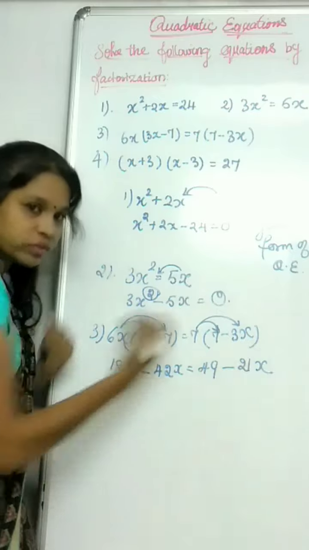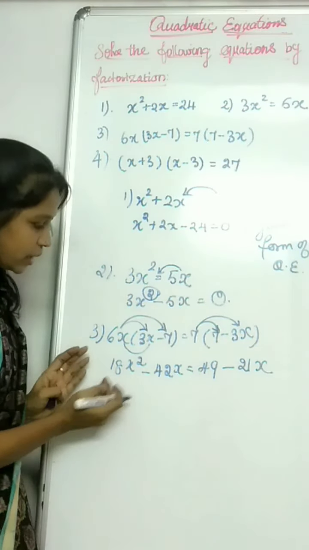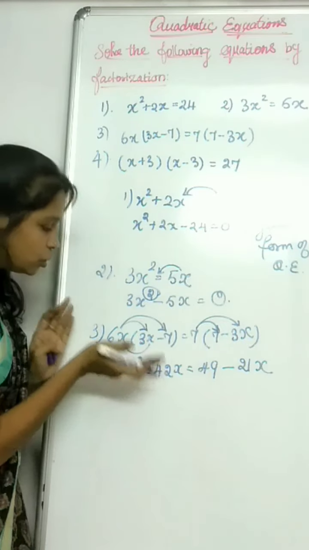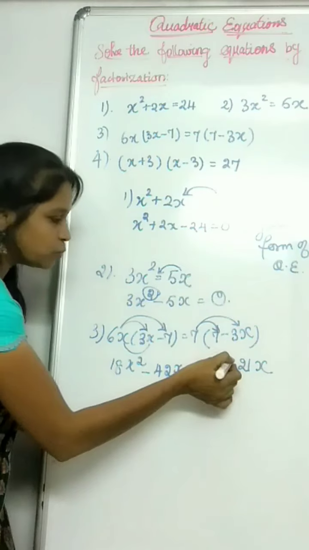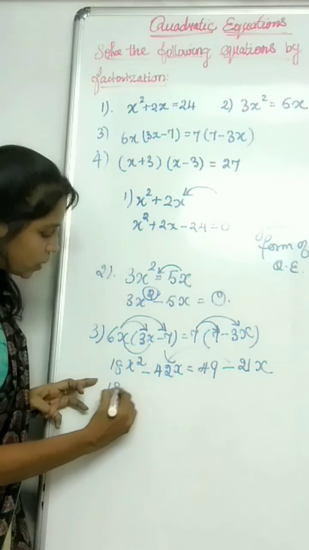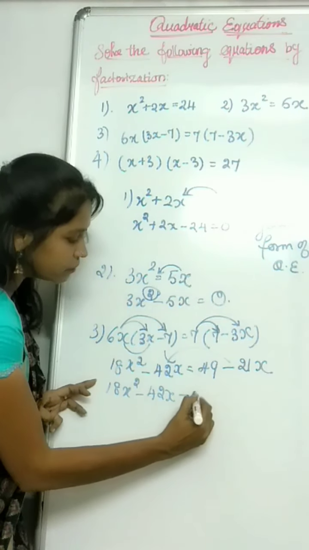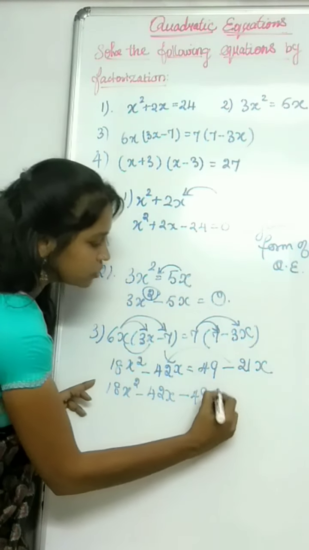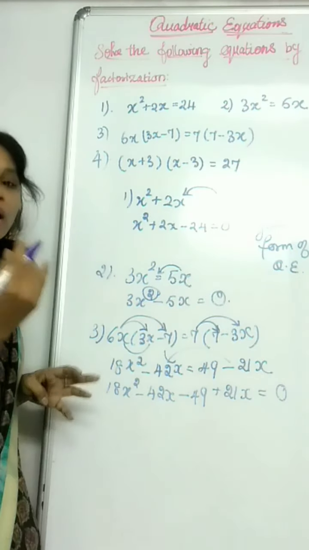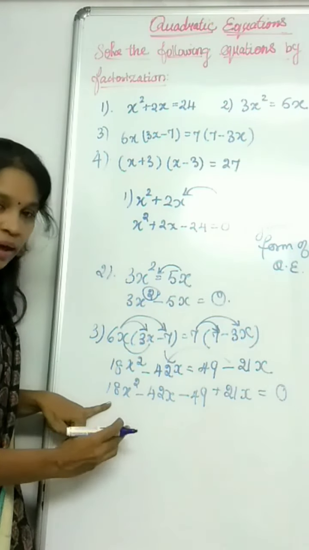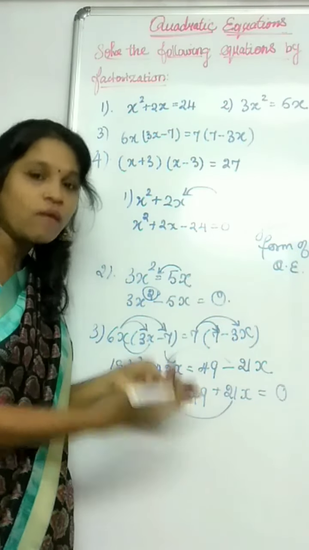You have to bring everything to one side. So we have the x square term on this side, the LHS. Don't touch your LHS, just transpose your RHS to this side. So 18x square minus 42x plus 49 will change into minus 49, and minus 21 changes into plus 21x is equal to 0. Now we have an x square term, and here we have 2x terms, which means these two terms are like terms.